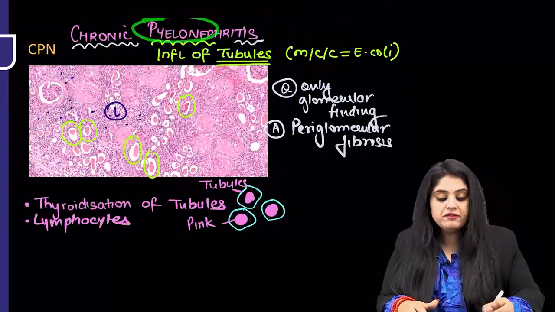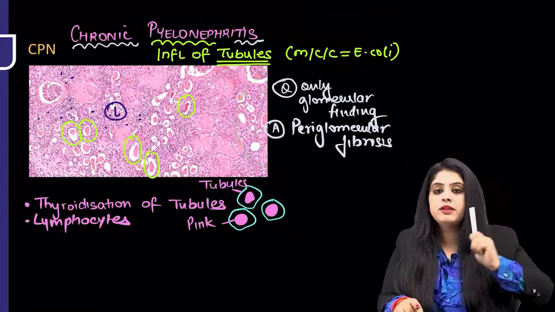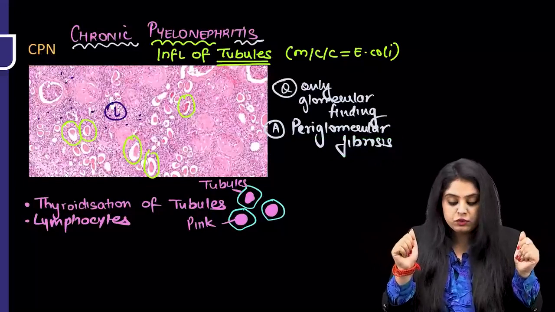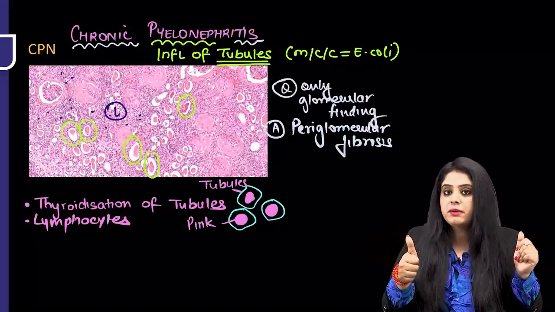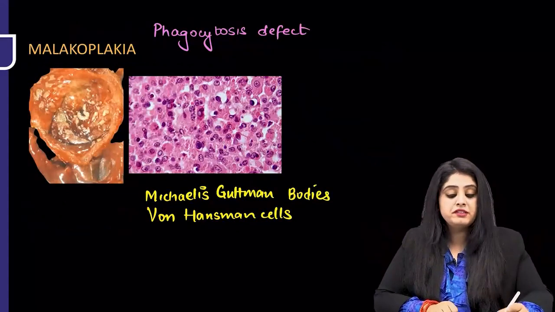So chronic pyelonephritis is a tubule problem, but the only glomerular problem is that around the glomerulus there is fibrosis. There is periglomerular fibrosis that you see over there. I hope everyone's okay with this. Chronic pyelonephritis is done. The next disease that you have to know in terms of image fest is malakoplakia.